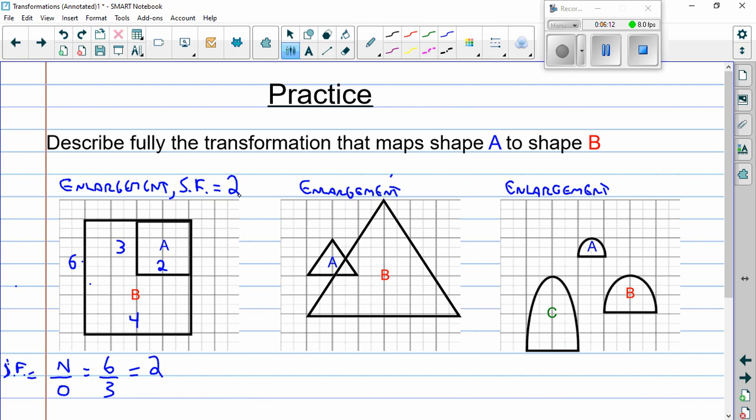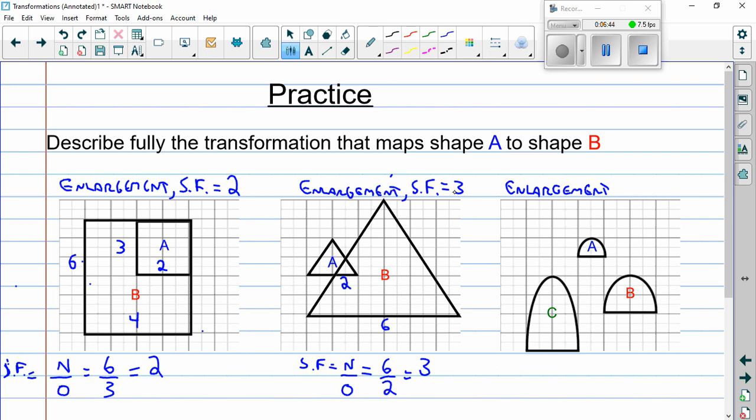Next one down on to the right, we're looking at 2 triangles. So I'm just going to look at our base measurements of each. So here's 2. Now here's 1, 2, 3, 4, 5, 6. So it's 6. So our scale factor is our new over original, new over old. So we have 6 over 2, which is going to reduce to 3. So we have an enlargement with a scale factor of 3.